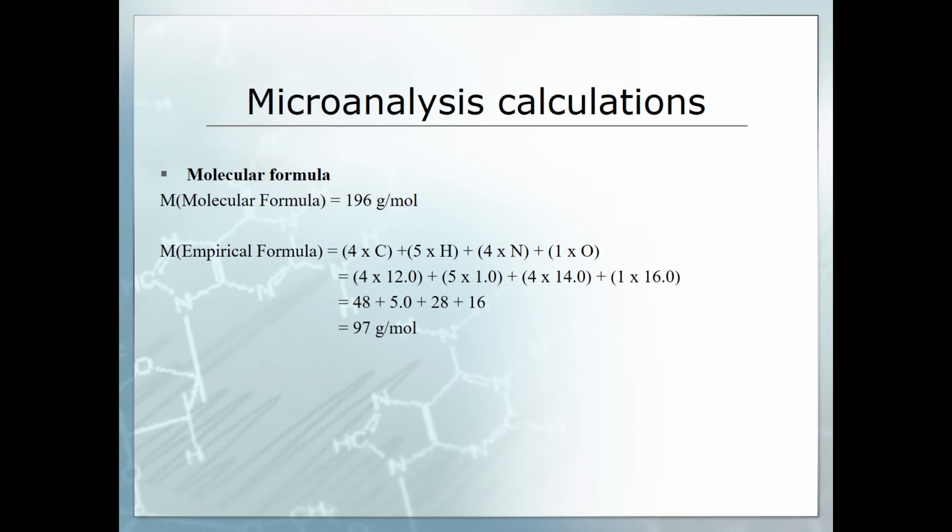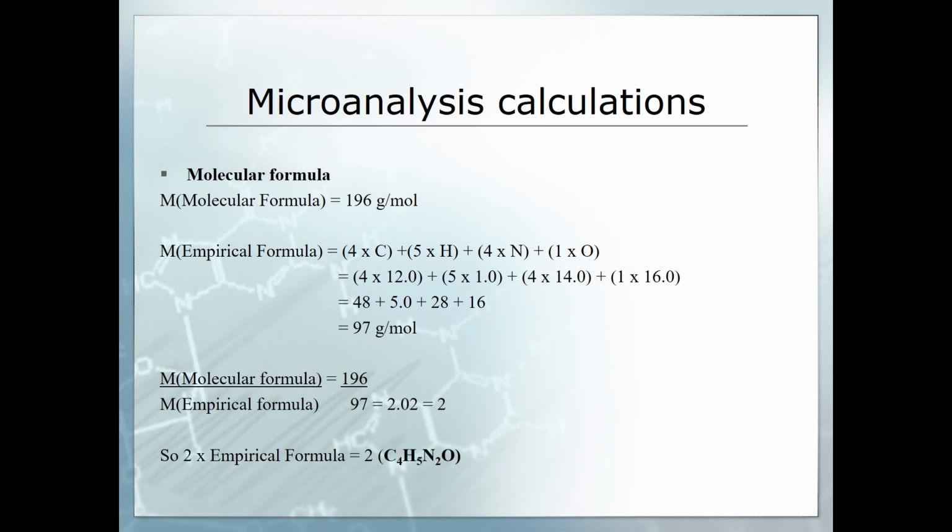Now we need to do a ratio to work out the difference between our empirical formula and our molecular formula. So we simply divide 196 by 97, which gives us 2. So we now know we need to times our empirical formula by 2, which gives us the molecular formula of C8H10N8O2.